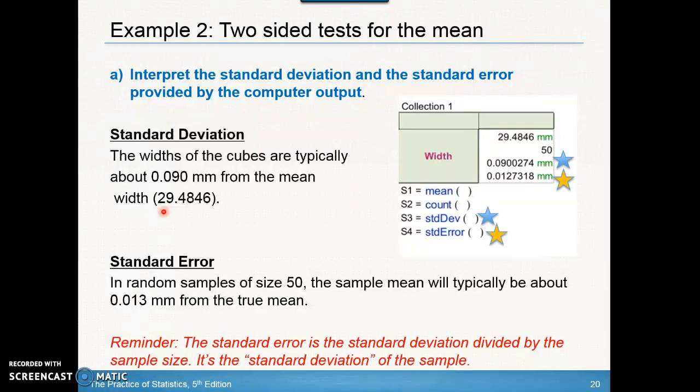So the standard deviation is not from the sampling distribution. The standard error is, because we're using the sample size; we're dividing by the sample size for the sampling distribution to get the standard error. So in random samples of size 50, notice the difference, the sample mean will typically be about 0.013 millimeters from the true mean. The only thing we're adding is that in samples of size 50, in order to get that standard error, I divided by the square root of 50. I took the standard deviation divided by the square root of 50 to get your answer.